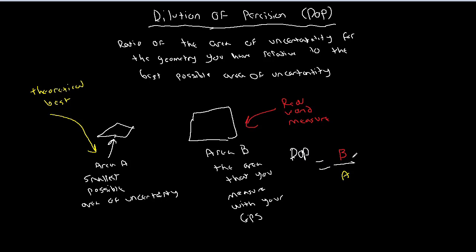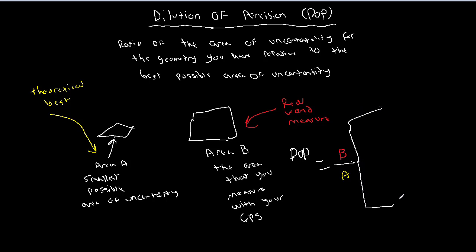Right, what is the ratio between the area that we predict, the area of uncertainty we have, and the theoretical best area that we could have gotten given the constraints of the situation, right? And so DOP is just a ratio. So let's talk about what can happen.